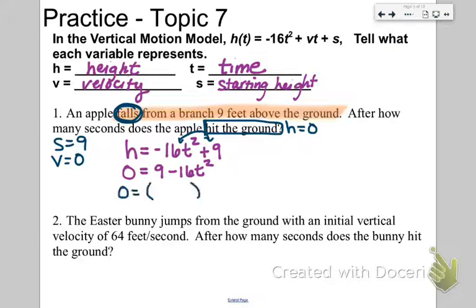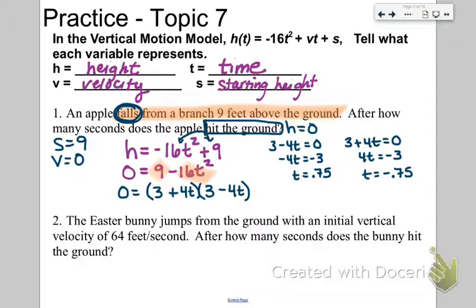Now I can use difference of squares factoring, since 9 is a perfect square and 16t squared is a perfect square. Square root of 9 is 3. Square root of 16t squared is 4t. We have opposite signs, and there we go. It is fully factored. All right, let's set each of those sets of parentheses equal to 0 and solve.